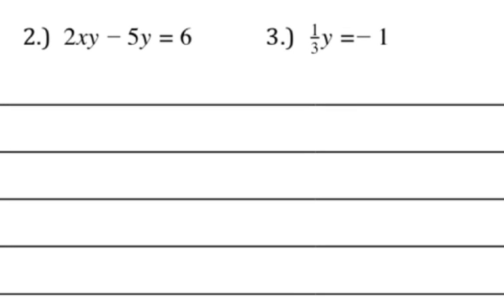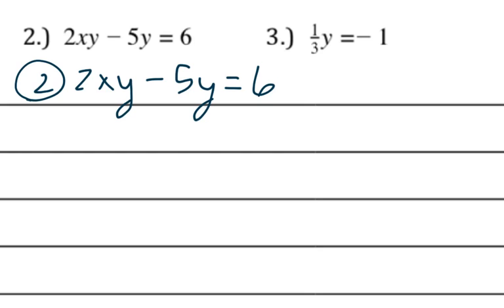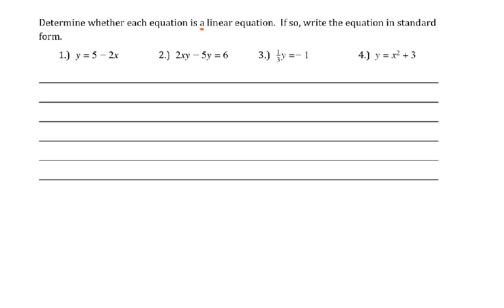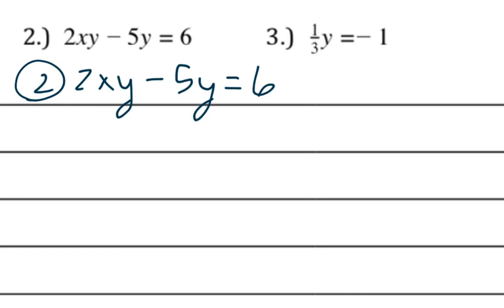Let's look at 2. So you should always rewrite every problem. So here's 2xy minus 5y equals 6. Well, I scanned through it. I don't see any exponents. But I do see x getting multiplied by y. And no matter how I try to change this or whatever, it's not going to end up working out. So this is not a linear equation. So we would just say not linear.